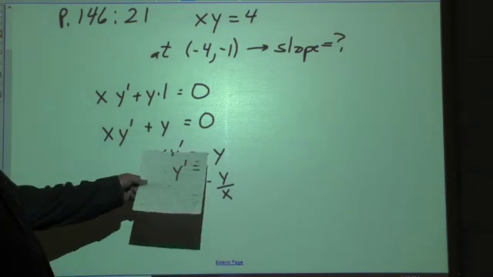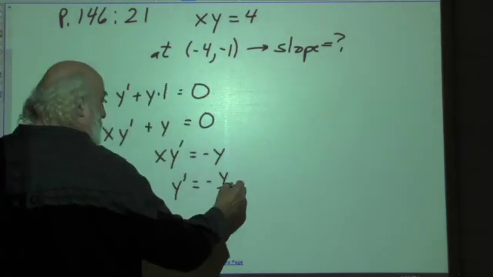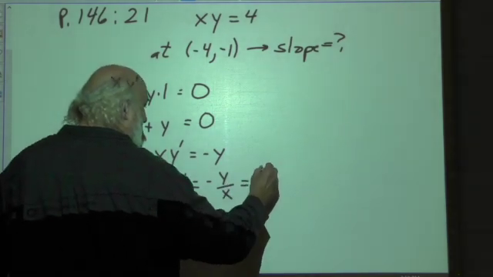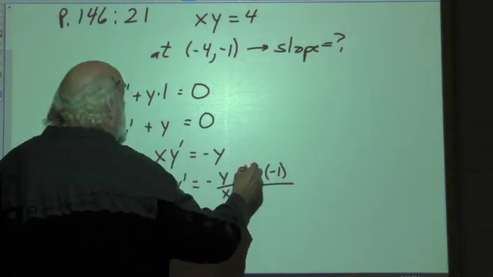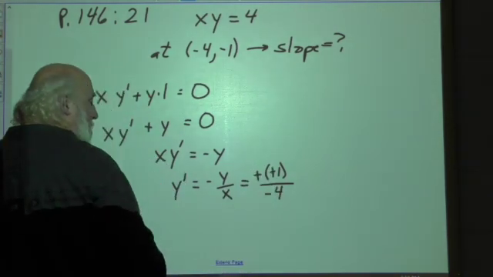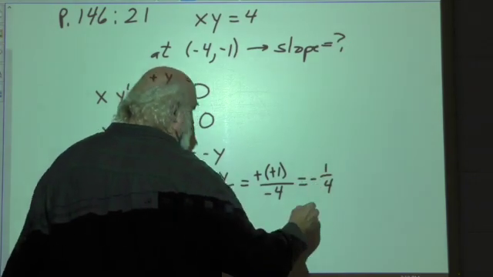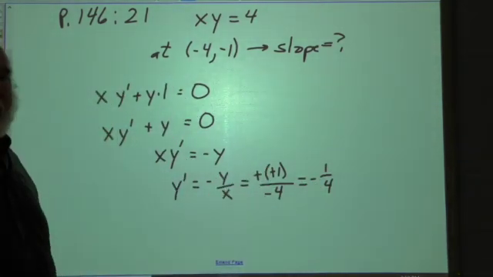Now, since we know the point, we can find the slope. We know that y is negative 1. So it's the negative of negative 1 over x, which is negative 4. Negative of negative 1 is positive 1. 1 divided by negative 4 is the fraction negative 1/4. There's your slope. It's that simple.